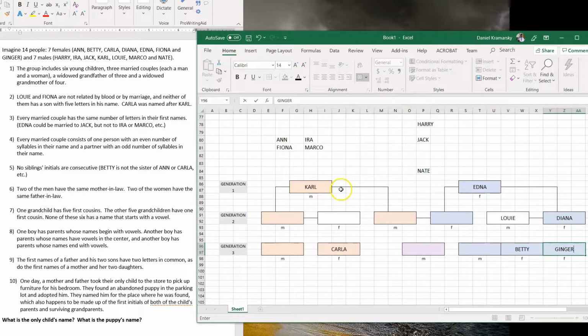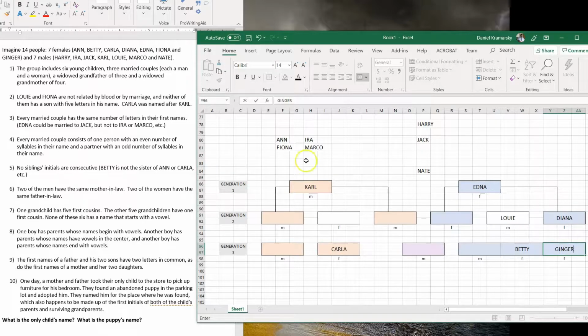Now, we do have to look at one other thing. The puppy. The puppy was named for the place where he was found, which happens to be made of the first initials of the child's parents and surviving grandparents. That's a K and an E. Now, if you add an F and an M to that, if these are the parents of this child, the puppy finder, you add F and M to K and E, and you don't come up with a very good name for a puppy. FMKE doesn't really make it.